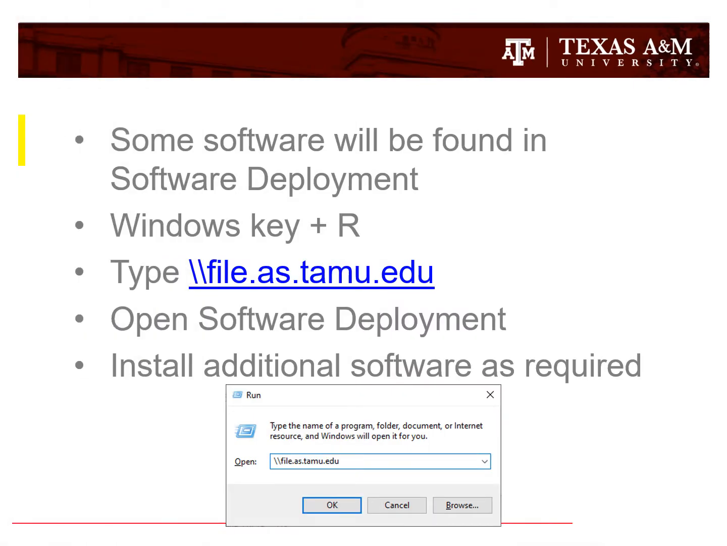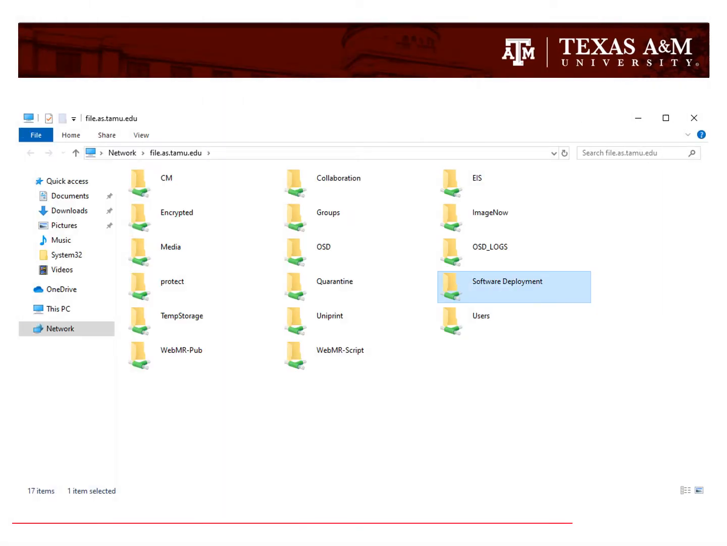Some other software will only be found in the Software Deployment folder. To get to this folder, open the Run window by pressing the Windows key plus R. Then search //file.as.tamu.edu. In that window, open Software Deployment, which contains all of the software that has been whitelisted by Pitto.